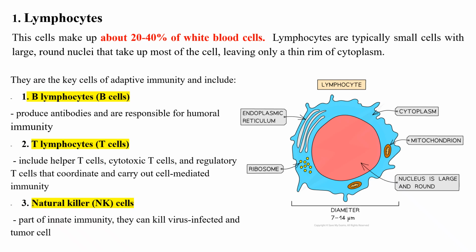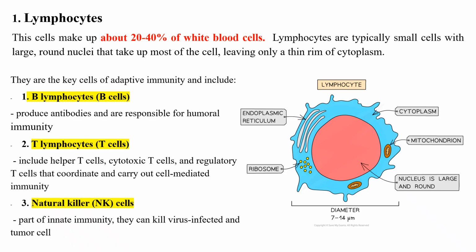Let's start with lymphocytes, which are absolutely fascinating cells. Lymphocytes make up 20 to 40% of all white blood cells in our circulation, making them quite abundant. What makes lymphocytes special is their role as the key player in adaptive immunity. That's our sophisticated, targeted immune response team. These small but mighty cells are typically quite compact, with large round nuclei that dominate most of the cell, leaving only a thin ring of cytoplasm around the edge.